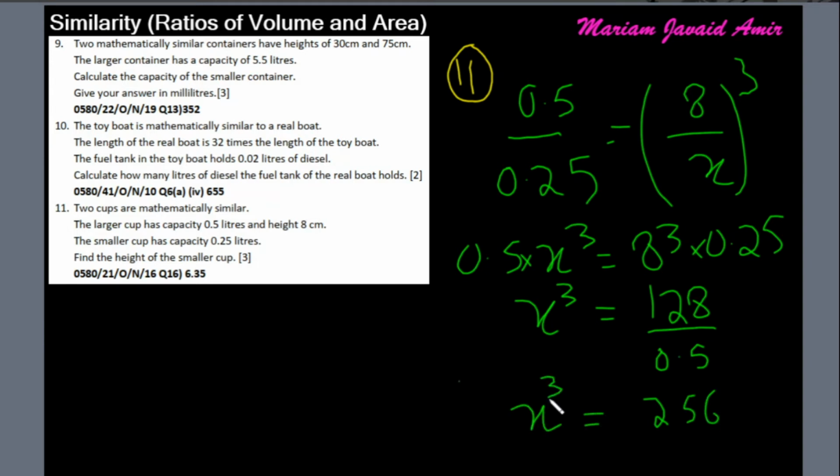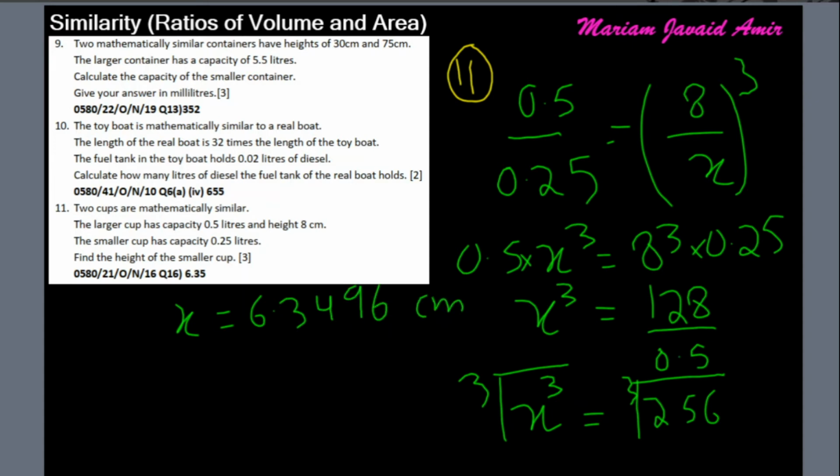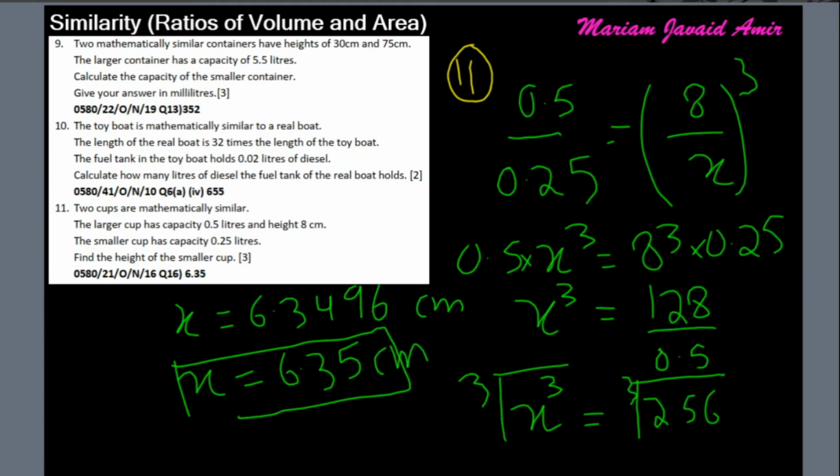Now to get rid of the cube on top of x, take cube root on both sides. So cube root of the answer is 6.3496. So x equals 6.3496 centimeters, and rounded off to 3 significant figures, this becomes 6.35 centimeters.